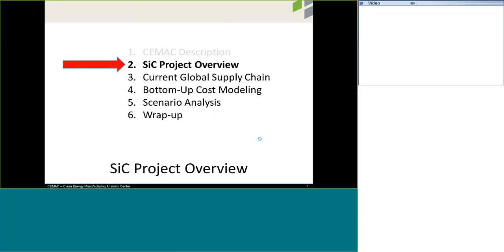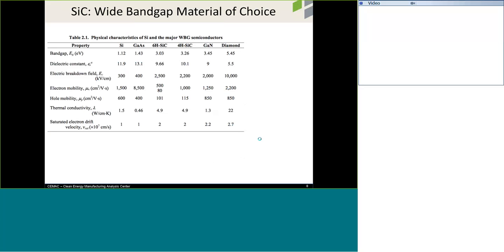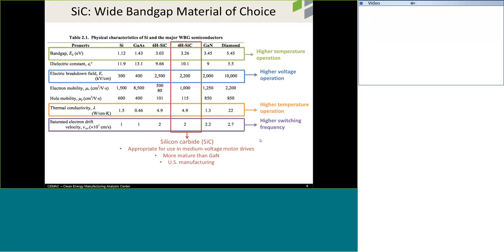So our silicon carbide project for this last year. Silicon carbide, why are we looking at it? Well, it's really the wide bandgap material of choice. It allows you to operate at higher temperature. It has a higher operating voltage, which is key because for the product, we're looking at medium voltage variable frequency drives, and medium voltage is defined between 1,000 to 10,000 volts. And then it has higher switching frequency. Also, as an added bonus, silicon carbide is more mature than gallium nitride, and we also have U.S. manufacturing already for it.